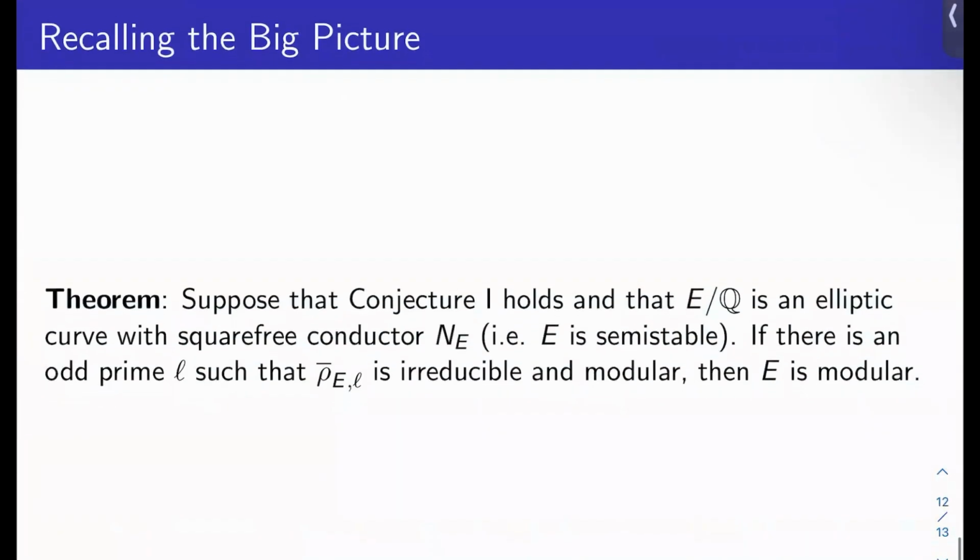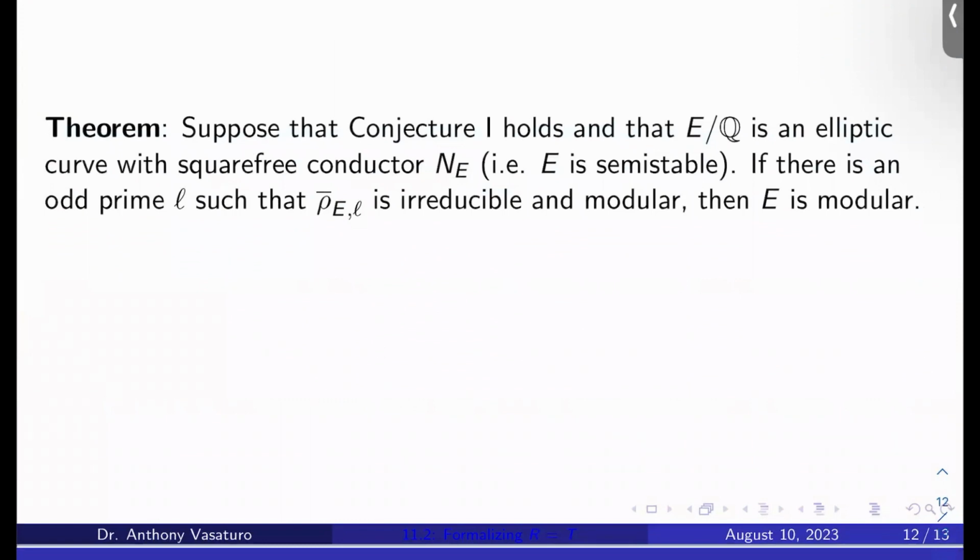Why? Let's recall the big picture. Why are we done? We're actually not quite done. There's a few nuts and bolts and loose ends to tighten up. But theorem: suppose that conjecture 1 holds and that E over Q is an elliptic curve with square-free conductor N sub E, i.e. assume E is semi-stable. If there is an odd prime L such that rho bar E,L is irreducible and modular, then E is modular.